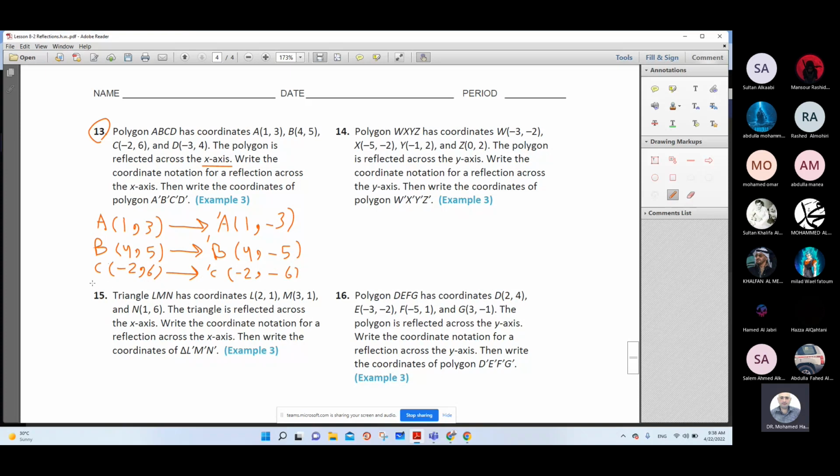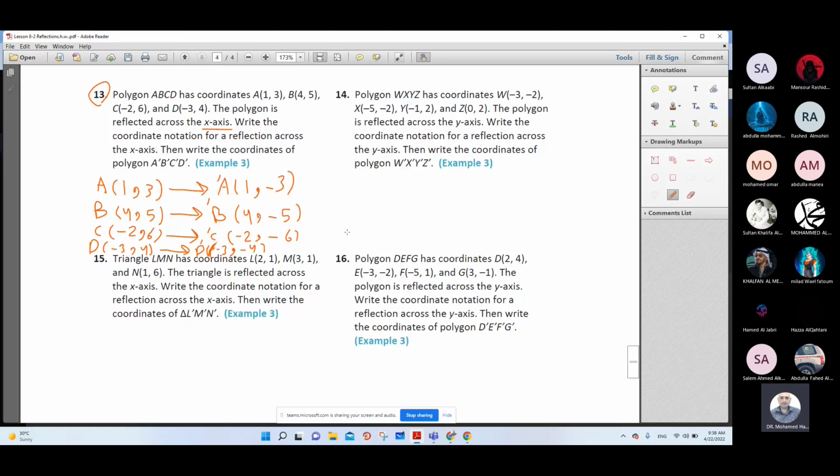Then we have D(minus 3, 4). So D prime: keep the same x, minus 3, and take the opposite of the y, which will be minus 4. Who has any question about this idea? No questions. Okay. Number 14, the same. Number 15, the same.